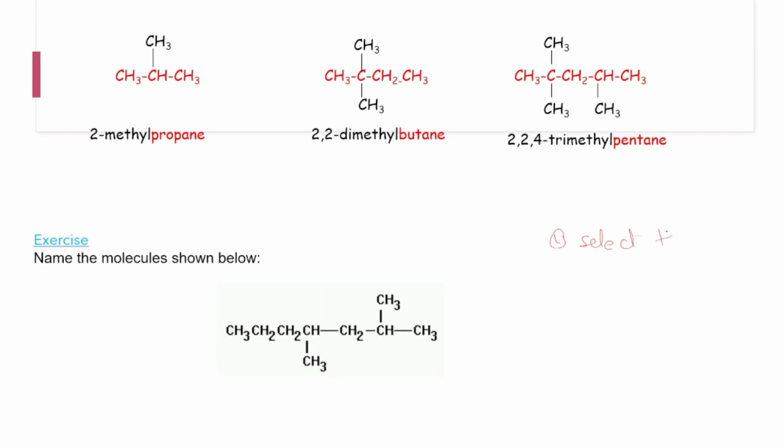Okay, first select the longest carbon chain. Then give numbers to the carbons. You should number the carbons so that the substitutions, or the branches, or the alkyl groups that are attached to the chain are given numbers. These numbers just indicate the position at which the alkyl group or the substitution is connected.